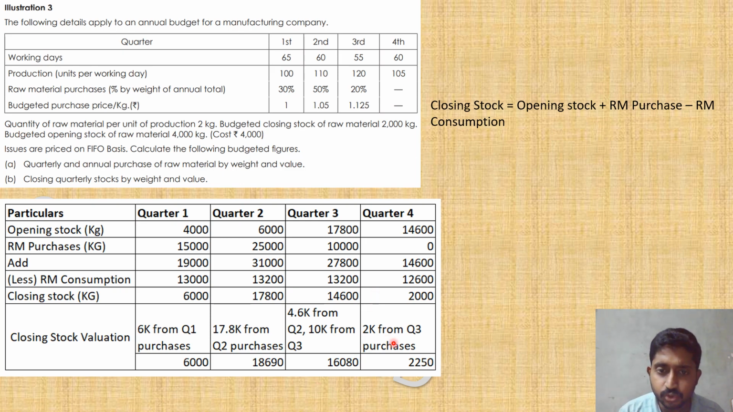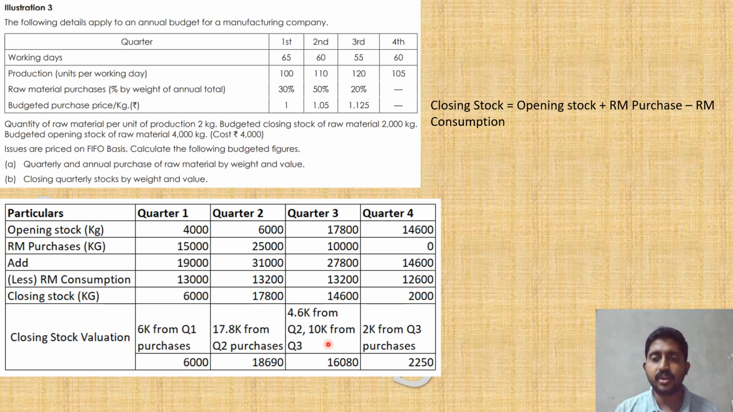The main place where the student goes wrong is here: how to value the closing stock. Quarter 1, quarter 2 and quarter 4, there is no issue. In quarter 3 there is a confusion. We should not get confused. First in first out mechanism: stock bought in quarter 2 will be consumed first, and then only the quarter 3 boxes will be opened. Okay, that is called first in first out mechanism.